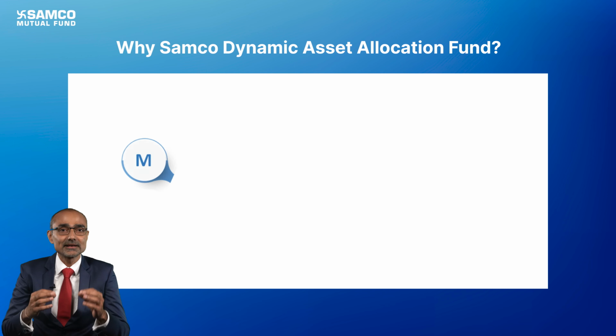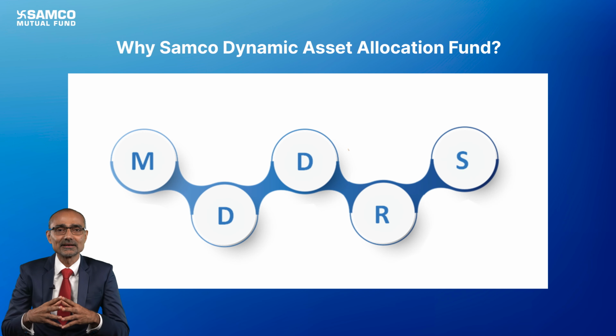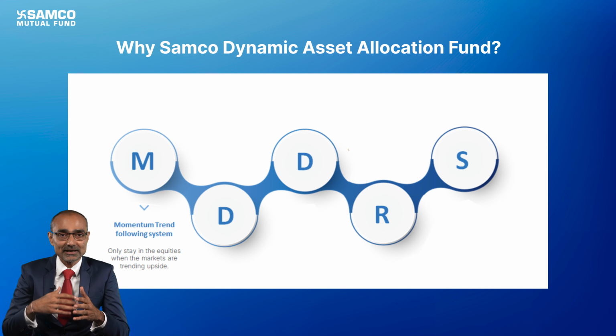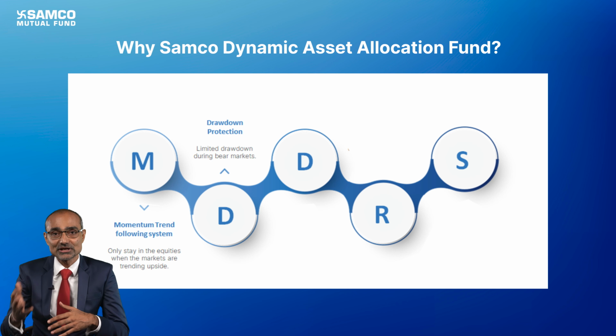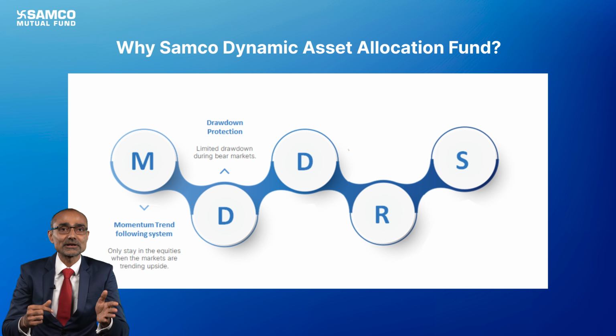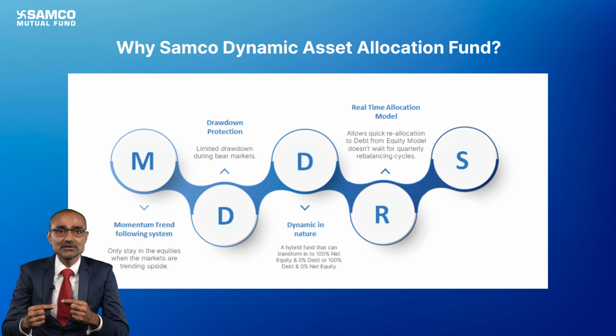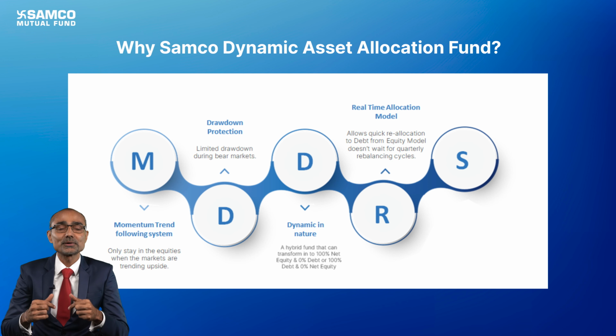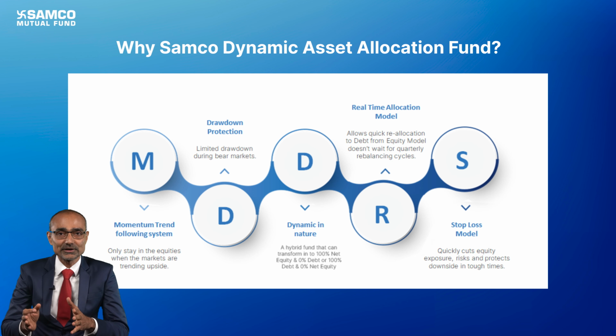Why Samco DEF? It has MDDRS. Let me explain. Samco DEF offers a momentum trend following strategy in equities when markets are in a bull phase, and when markets change or the trend bends, offers drawdown protection during bear markets by getting out of equities and entering into debt arbitrage mode. The exposure to equity and debt will be dynamic in nature such that the fund can transform real time from 100% equity to 100% debt and vice versa using the transformer model without time lag. The system has built-in stop losses to quickly cut equity exposure, manage risk and protect against drawdowns during tough times.